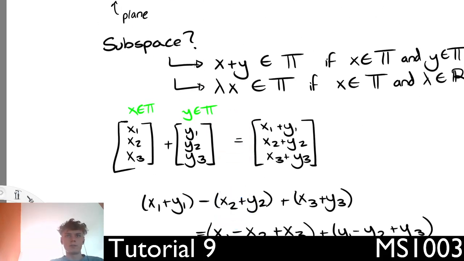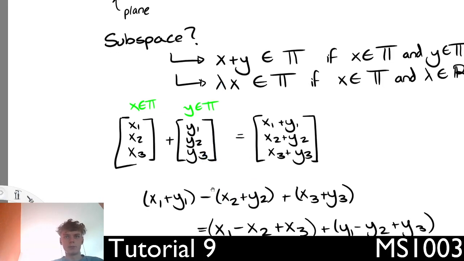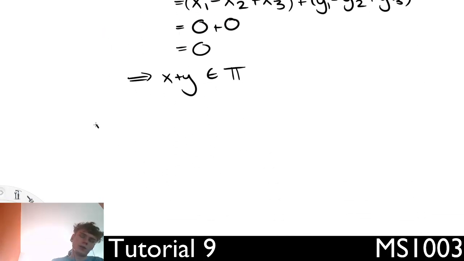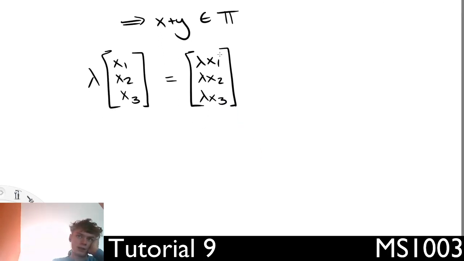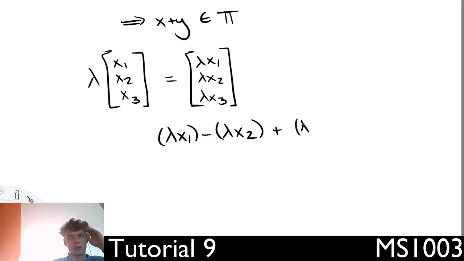So we've checked the first one, and now we just need to check the other one: lambda multiplied by x is an element of the plane. This should be easy enough. If I do lambda times x1, x2, and x3, that's the same as lambda x1, lambda x2, and lambda x3. And I want to check if this is in the plane. So take our x1 coordinate, subtract the x2 coordinate, and add the x3 coordinate. And I want to check that this is equal to 0.